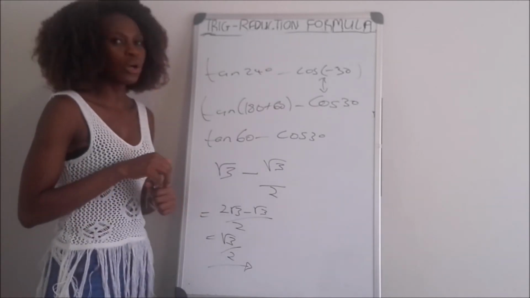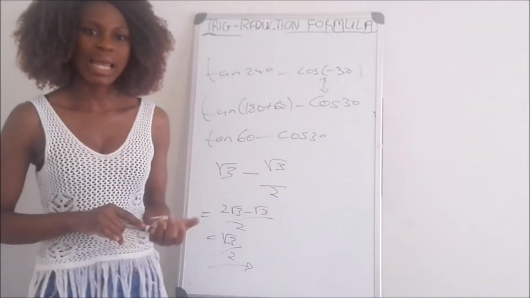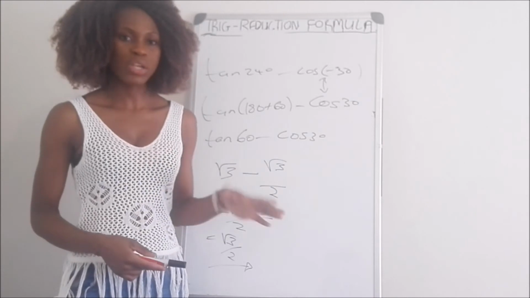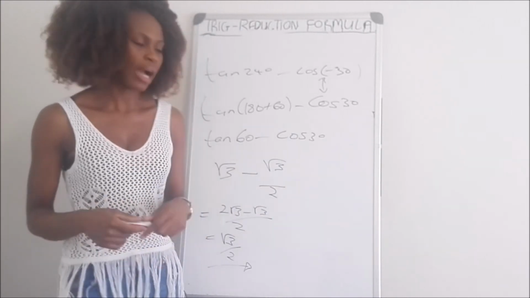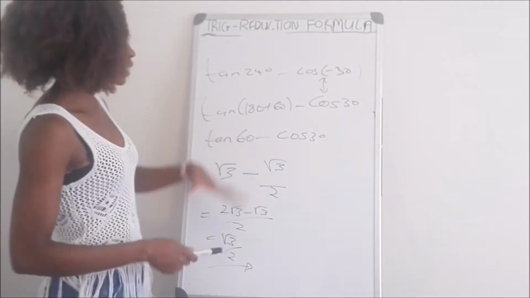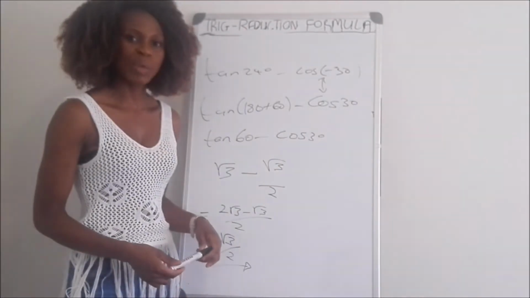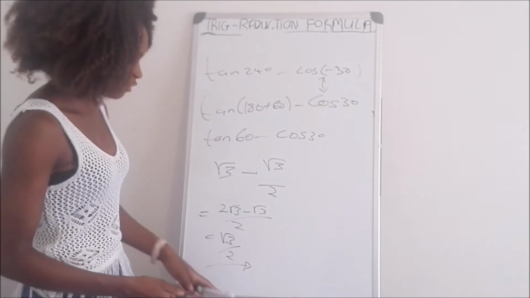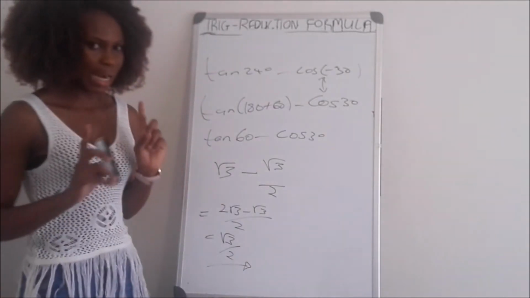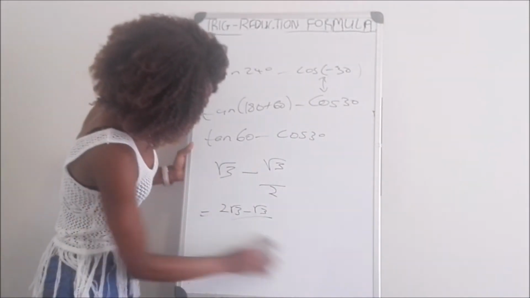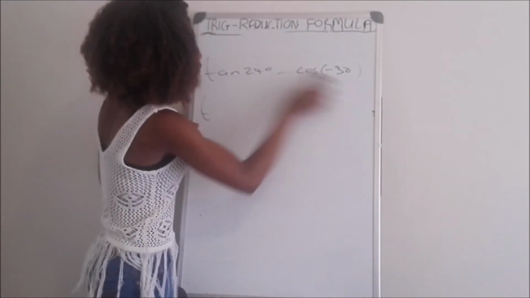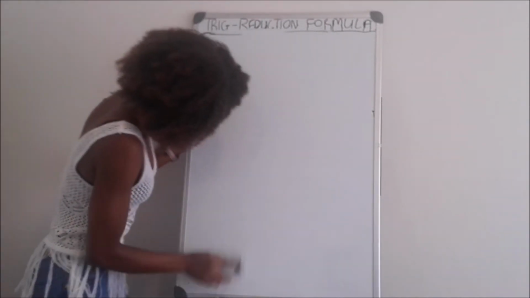Always remember to also write your table of special angles on the side so that you can always refer to it without any use of a calculator. Like for this one, tan of 60 special angle, we know that it's equal to root 3, and cos of 30 special angle is equal to root 3 over 2. Alright guys, let's do one more last example on reduction formulas using real numbers.